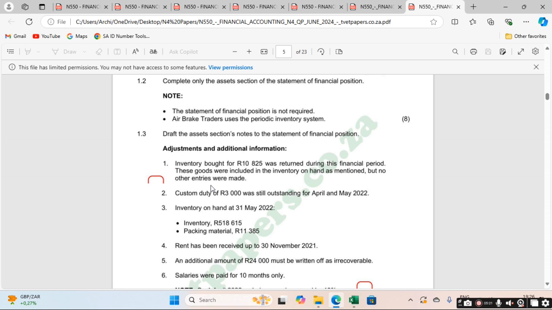So if you can hear this transaction, the inventory bought, so meaning what happened? We bought inventory during the course of the financial period. The inventory bought during the course of the financial period was returned. So we only returned what?